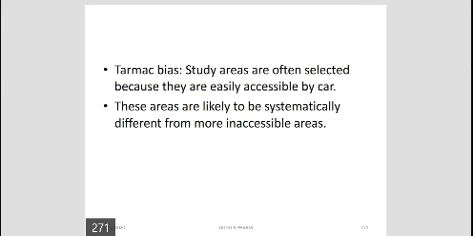That is, study areas are often selected because they are easily accessible by car. These areas are likely to be systematically different from more inaccessible areas.